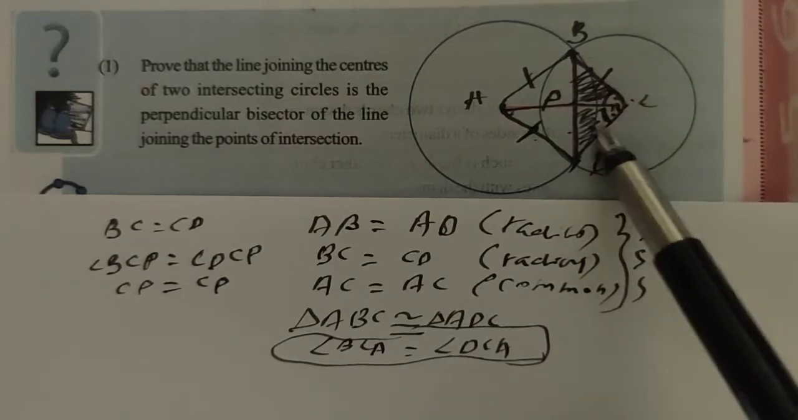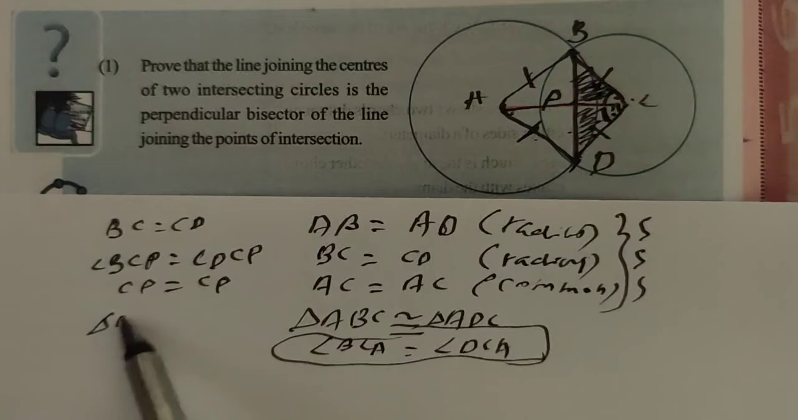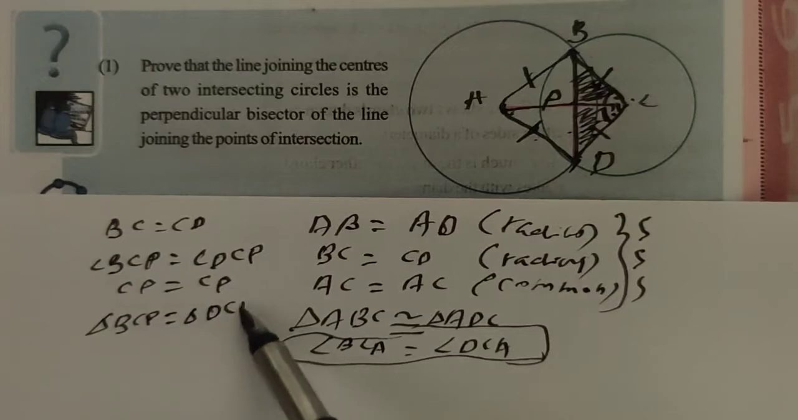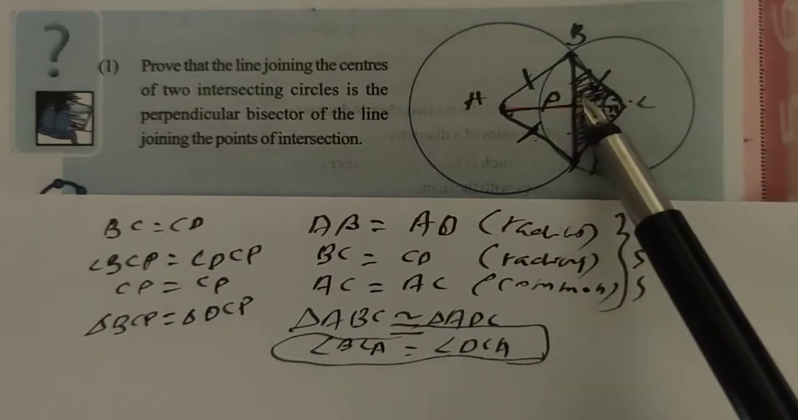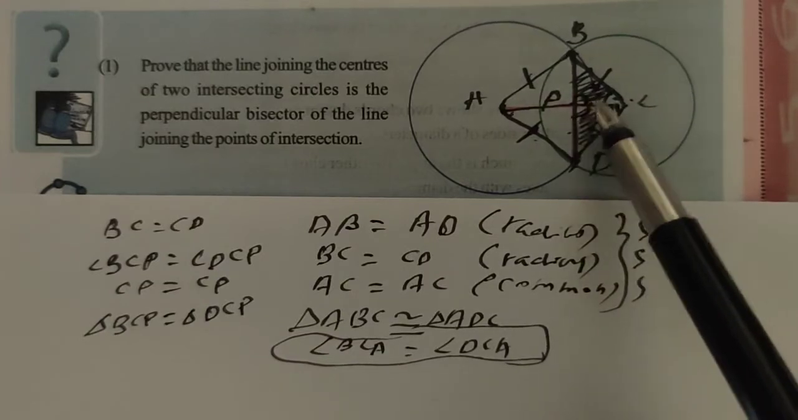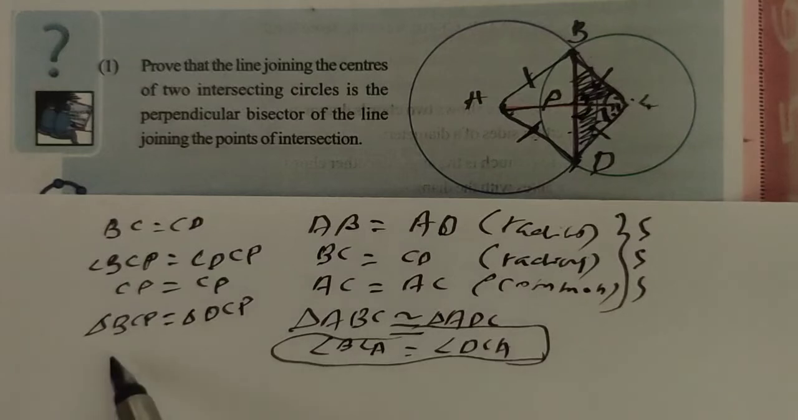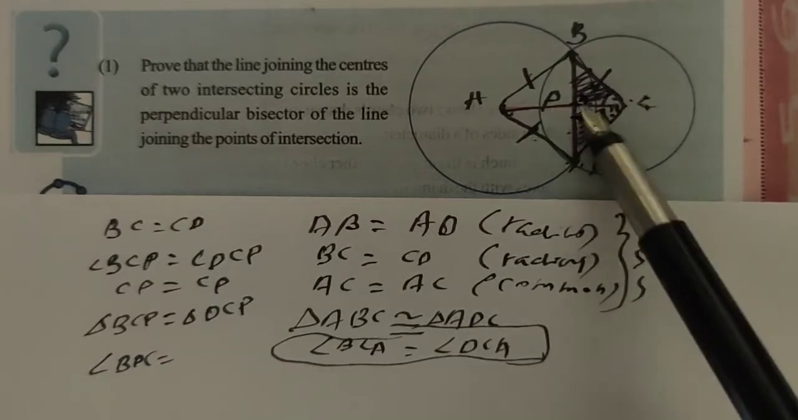Therefore, we can see these two triangles are equal. The small triangle BCP is equal to the small triangle DCP. Now, we have these two triangles equal. Therefore, these two angles are equal. Angle BPC, we can say angle BPC is equal to angle DPC.